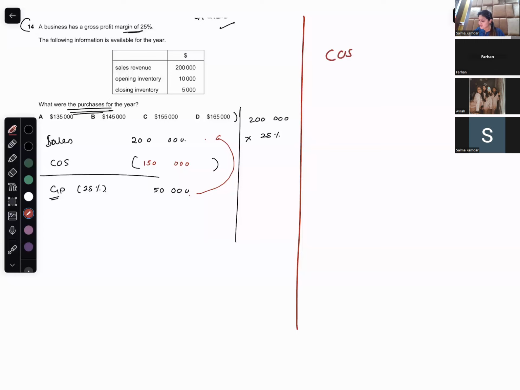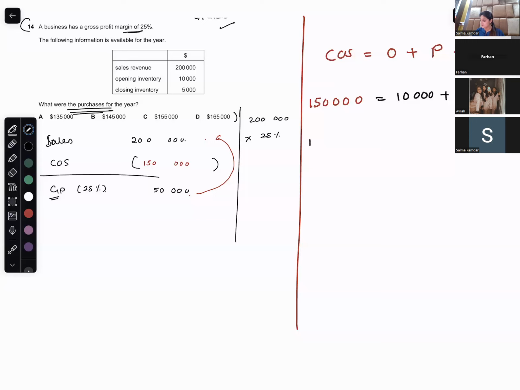How will I find purchases? I know my cost of sales is equal to what? Opening inventory plus purchases minus closing. So cost of sales is 150,000, correct? Yes. What is opening inventory? 10,000. Opening inventory 10,000, plus purchases. What is closing inventory?